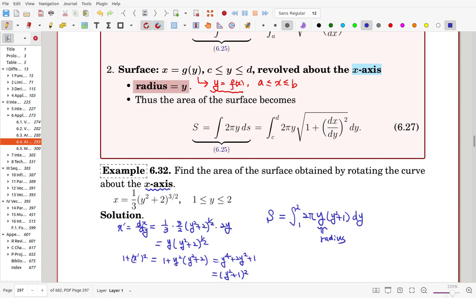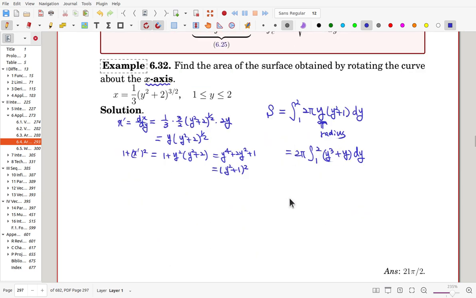Okay, we'll try to get the integral along with y-directional integration, but everything is a function of y, so simply you can write y here and stay there, no problem, okay? So from this one, 2 pi, and now the integral from 1 to 2 of y cubed plus y dy.